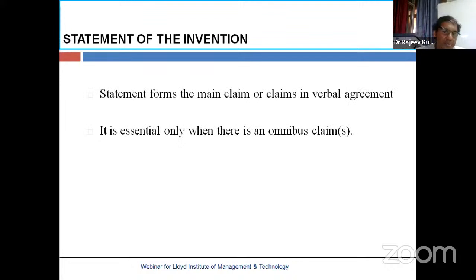Then comes the statement of the invention. Like it's a statement like what is your main claim? What is your verbal agreement about your invention? So that becomes the statement. It is essential only when there is an omnibus claim.